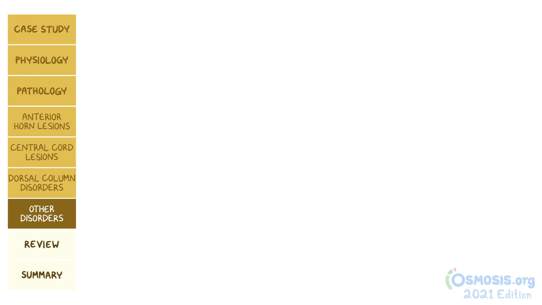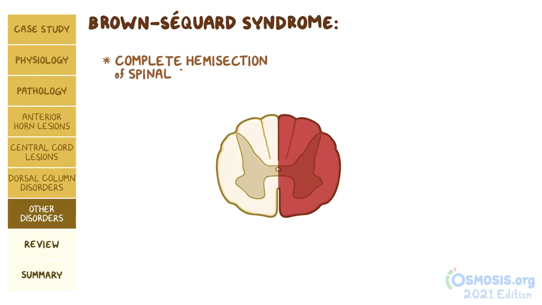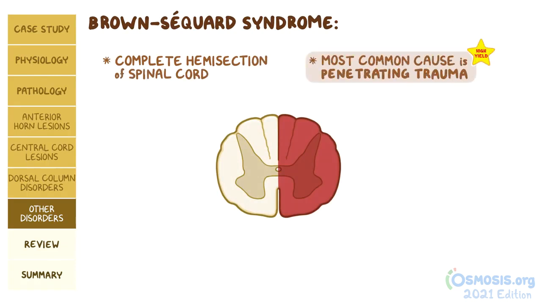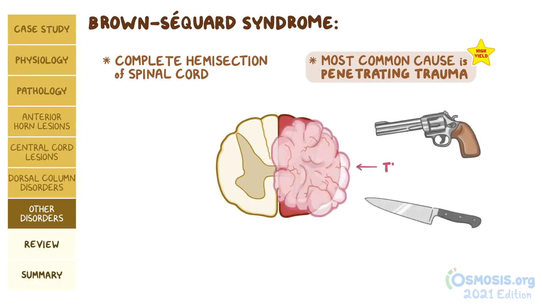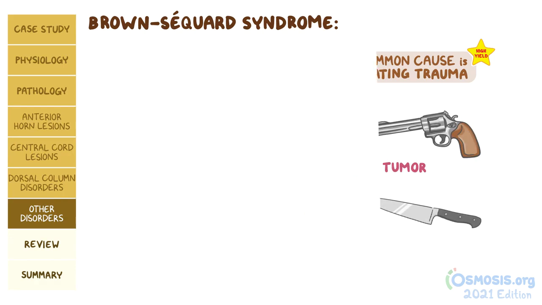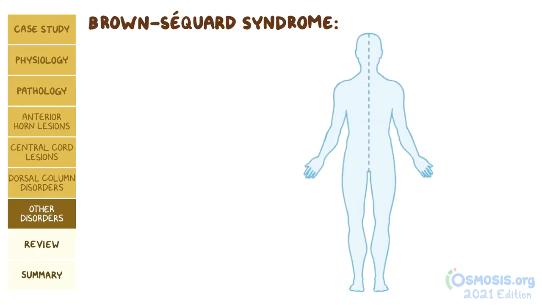The second one is Brown-Séquard syndrome, where there's a complete hemisection of the spinal cord. The most common cause is a penetrating trauma, like a gunshot injury or stab wound in the back, but a large spinal cord tumor can lead to this syndrome. The high-yield concept is a presentation of symptoms and on which side they manifest.